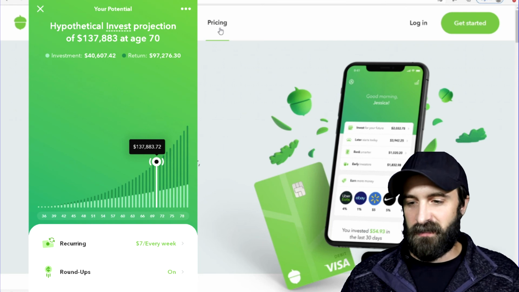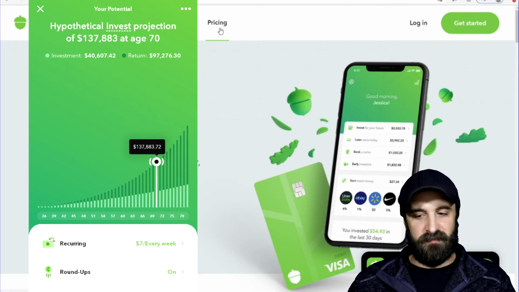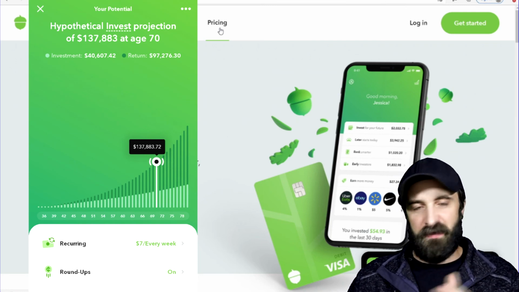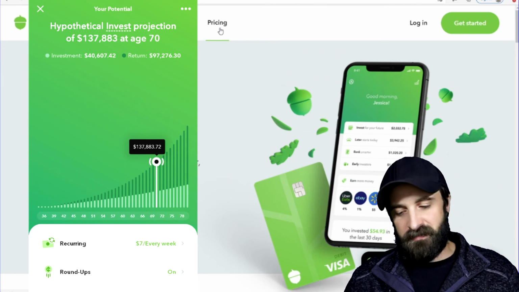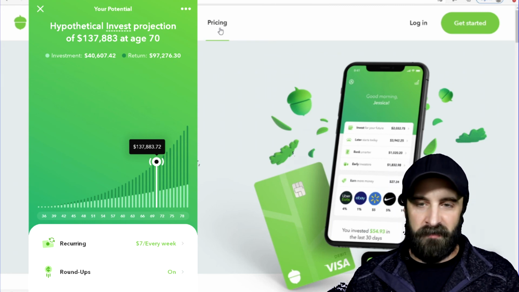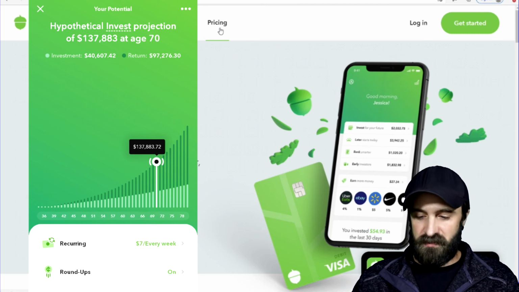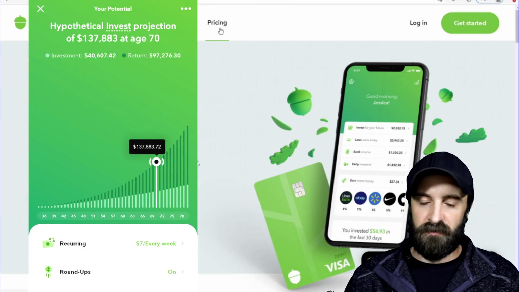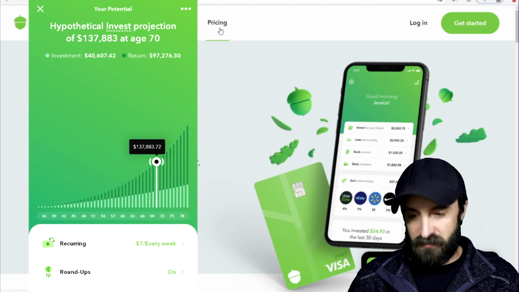So it also has this little hypothetical return slider bar on it. So based on what you're depositing and what you're investing now, it'll show you a hypothetical return over whatever period of time that you pick. So that's just kind of cool to see too. And then you can adjust what you're contributing and then see how that stuff changes.